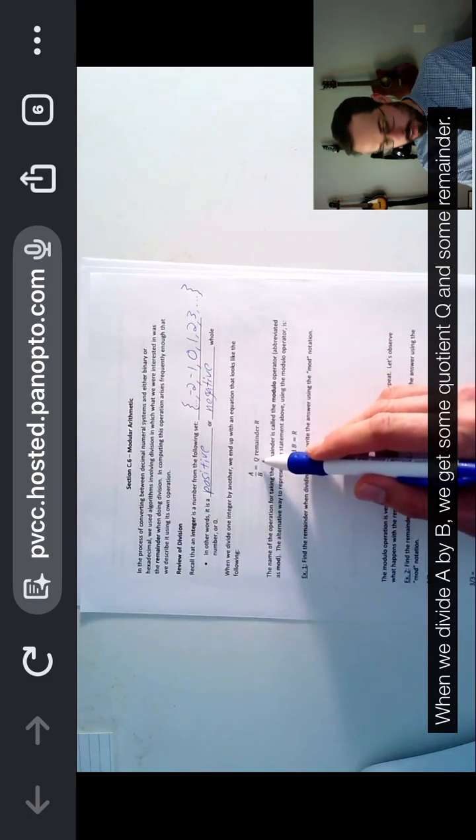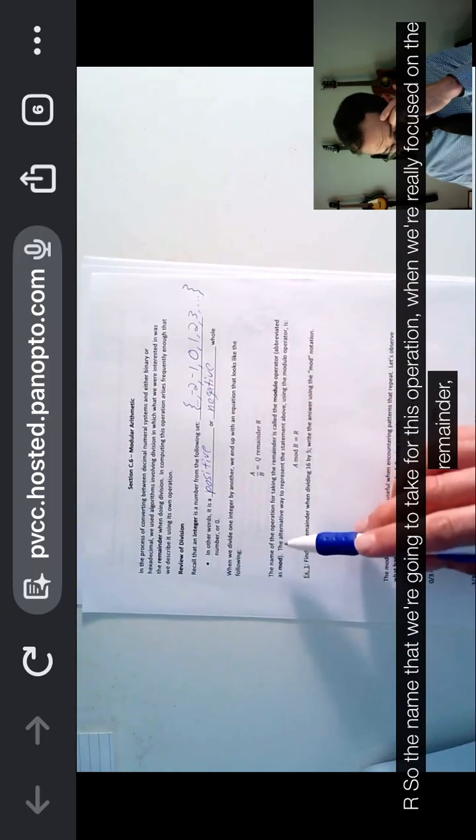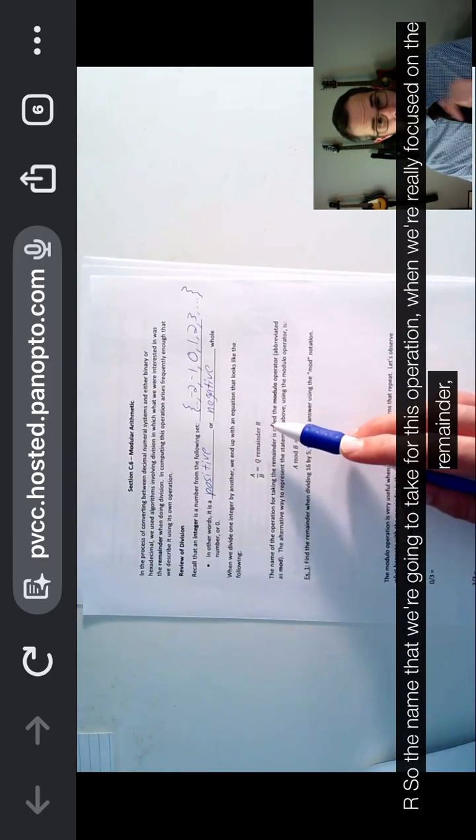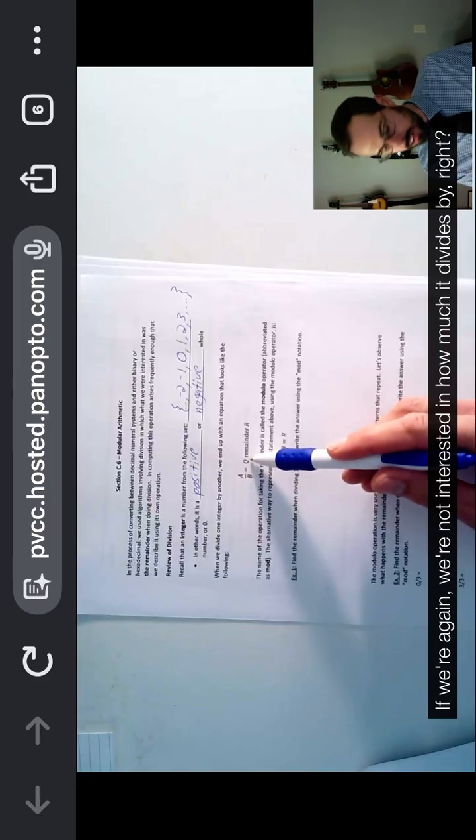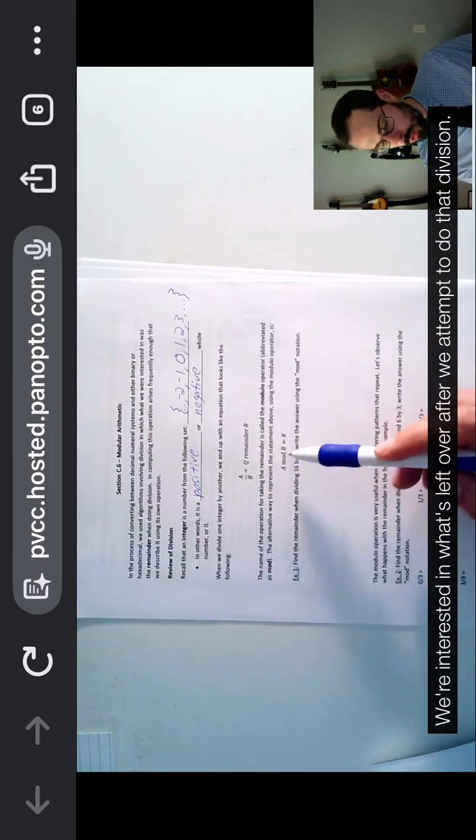And one of the operations we learned how to do back in grade school is how to divide one integer by another. And remember, what ends up happening is we end up getting some equation that looks like the following. When we divide a by b, we get some quotient q and some remainder r. So the name that we're going to take for this operation when we're really focused on the remainder, not necessarily the quotient, is called the modulo operator, often abbreviated as mod. That's what we'll do in this course. And a way to represent this, if we're not interested in how much it divides by, we're interested in what's left over after we attempt to do that division, is that a mod b is equal to r.